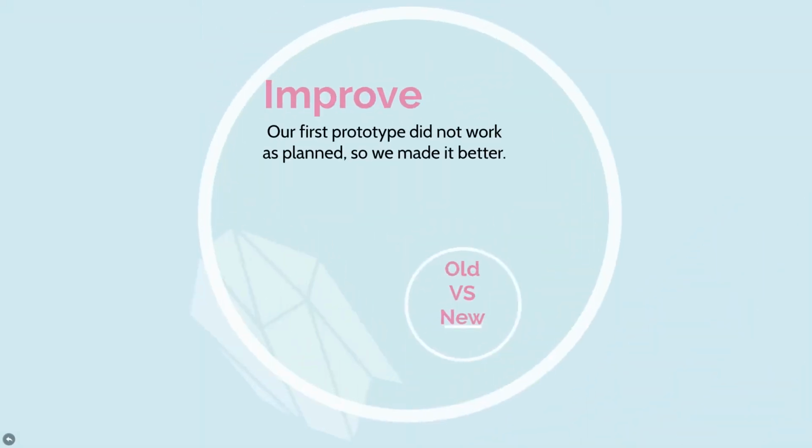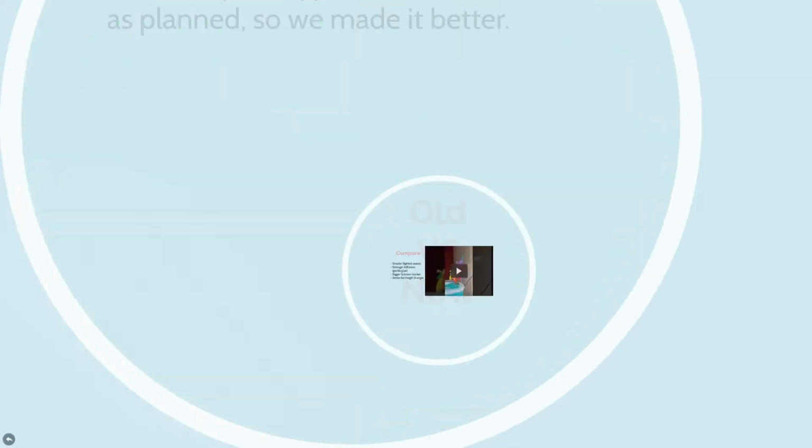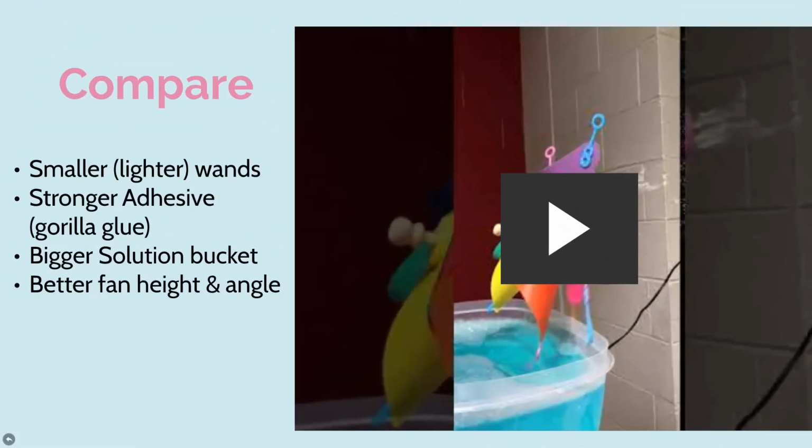Improve, our first prototype would not spin easily in the bubble solution, and the bubbles would not flow because the wands were too heavy, so we had to improve. Compare, we had to use smaller wands, stronger adhesive glue, bigger solution bucket, and a better fan height with the angle.